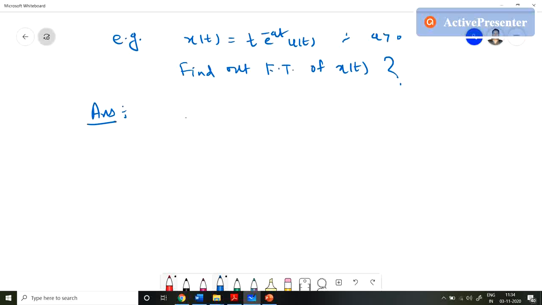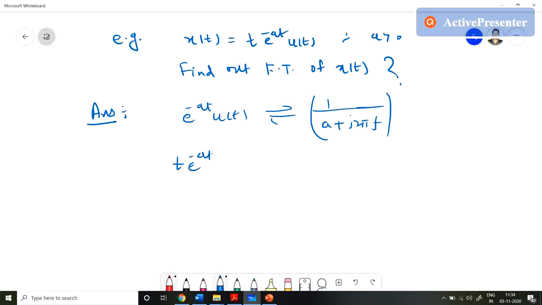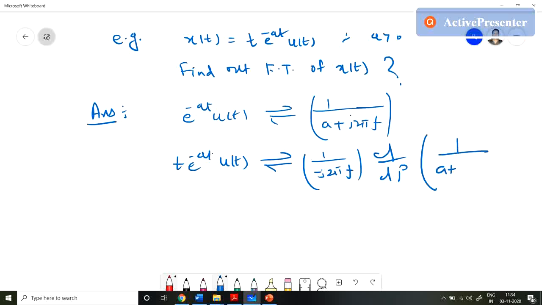The Fourier transform of e raised to the power minus at into u(t), all of us know that it is 1 divided by a plus j 2 pi f. So if we multiply with t, e raised to the power minus at into u(t), then the Fourier transform will be equal to 1 divided by minus j 2 pi f, d by df of 1 divided by a plus j 2 pi f. This is simply the differentiation property we have used.